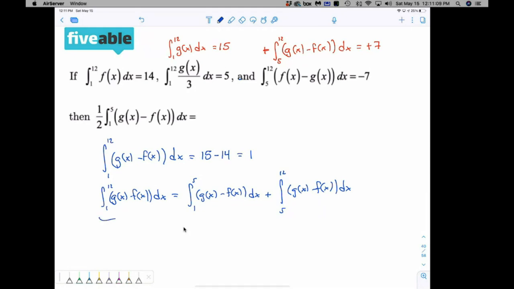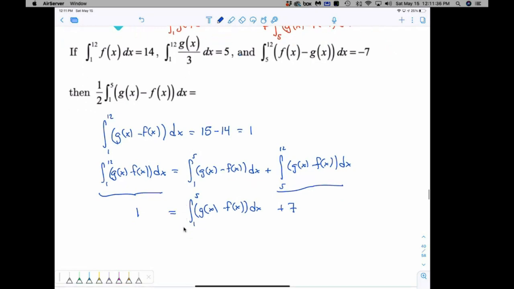So what do we know? Well, we have shown that this first integral from 1 to 12 is equal to positive 1. We got that answer right there. The second integral, this one from 1 to 5, that's really the one we're trying to learn about. That's the one the question's all about. So we're just going to learn as much as we can about this integral. And then we know this last integral from 5 to 12, well, that's the one we worked on up here. That's equal to positive 7.